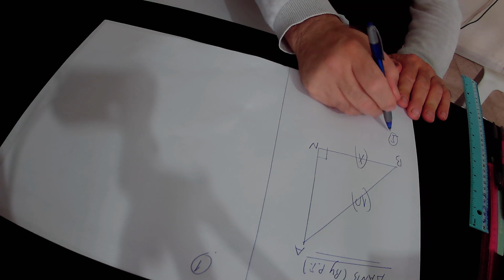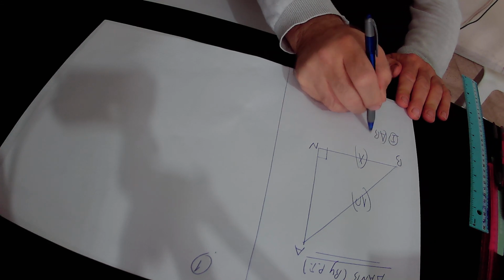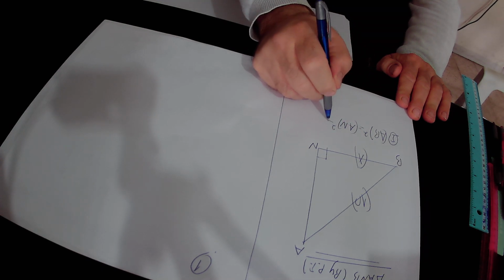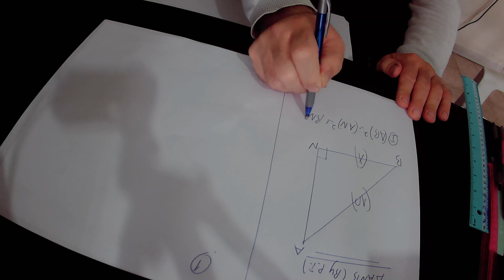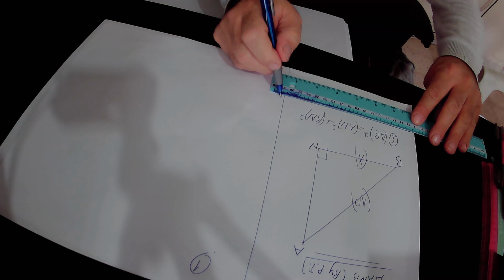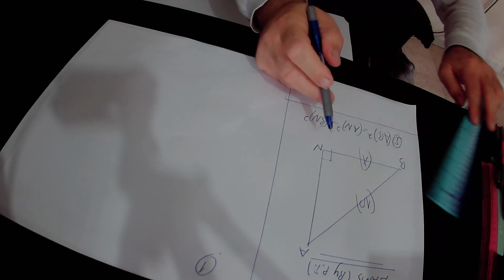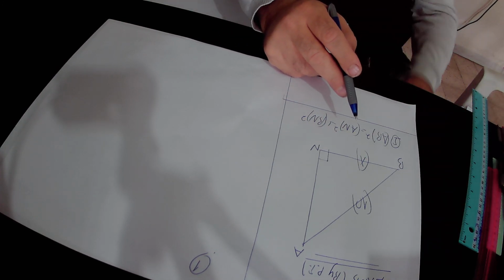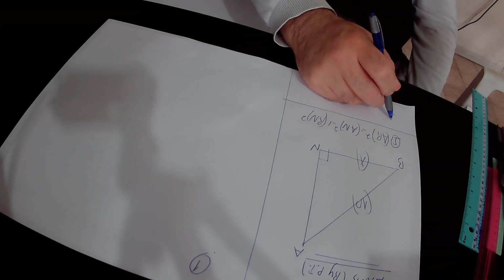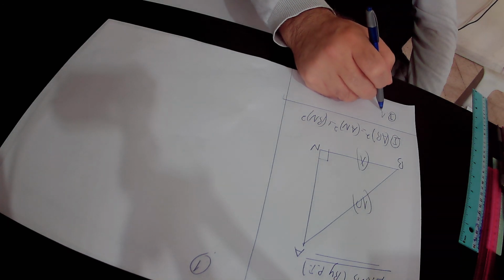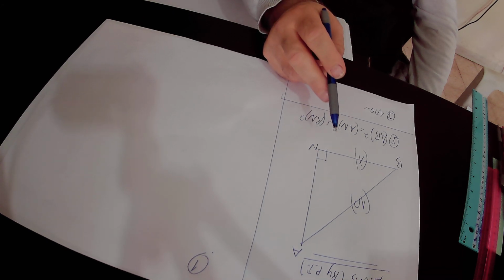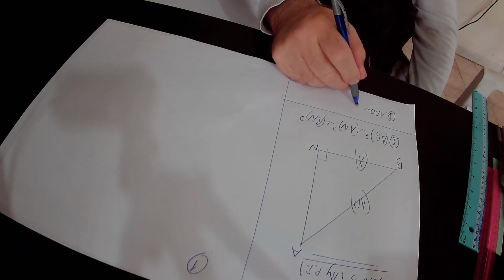AB square equals AN square plus BN square. This is equation 1. The hypotenuse AB is 10, therefore AB square is 10 square, that is 100. And it equals AN square. AN is the missing side, so we leave it as it is.